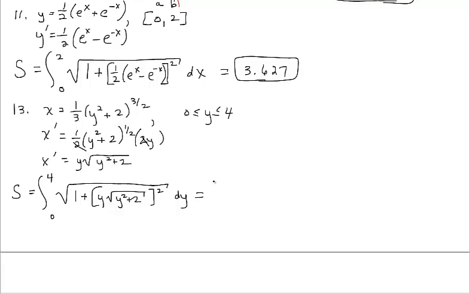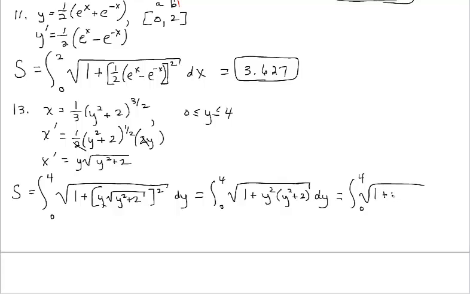I'm going to work across a little bit. We're going to take care of squaring that derivative. So when you square this quantity, let's square the y. We're going to get y squared, and let's square the square root, so that's going to be y squared plus 2. All right, let's continue cleaning this up. I'm going to distribute the y squared, so I'll have 1 plus y to the 4th plus 2y squared. As you can see, we're going to rearrange these terms under the radical.